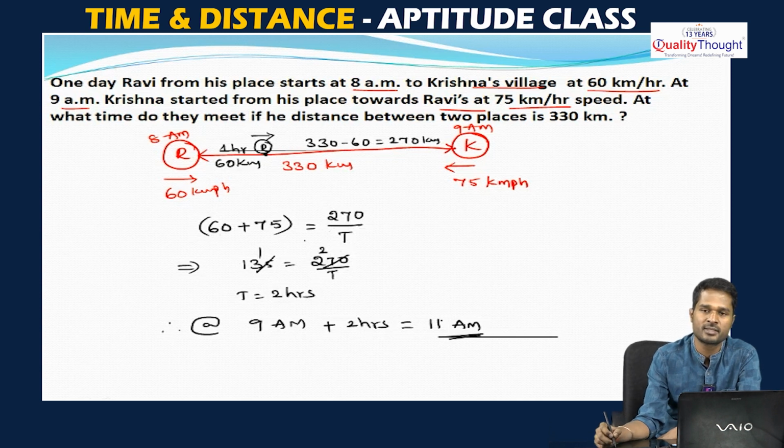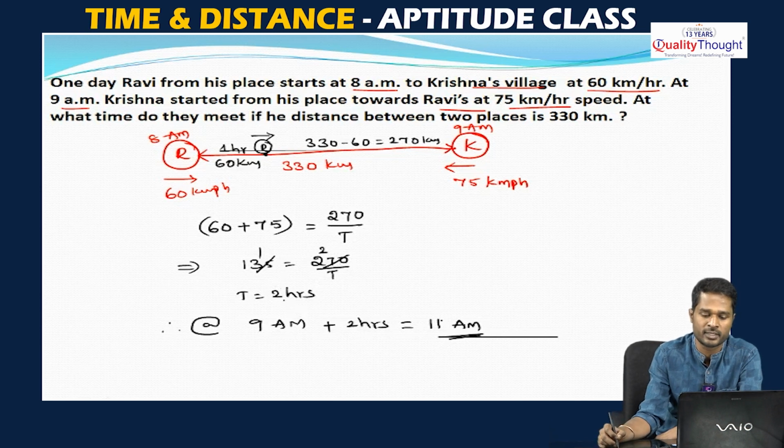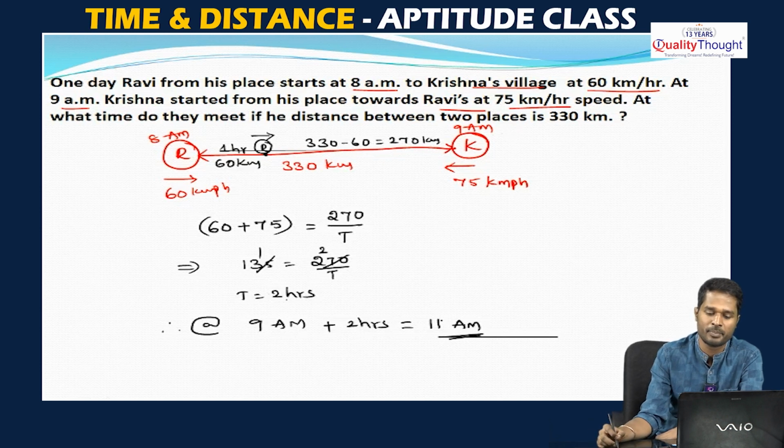So 135 is equal to 270 by t, 135 twos are 270. So t will be equal to 2 hours. That means they required 2 hours to meet each other. So 9 am is the time when Krishna started. So 9 am plus 2 hours, that means they will meet each other at 11 am.